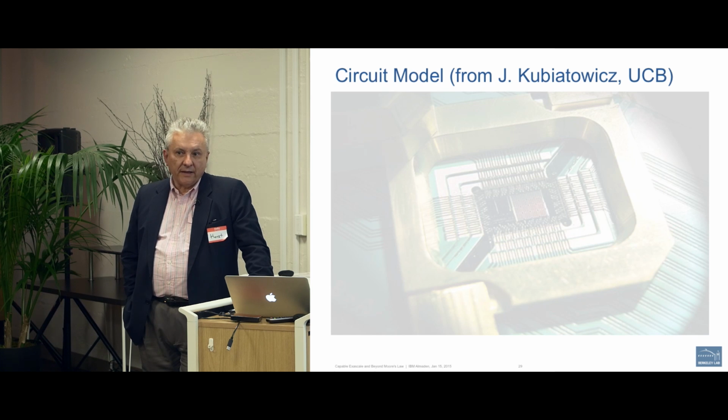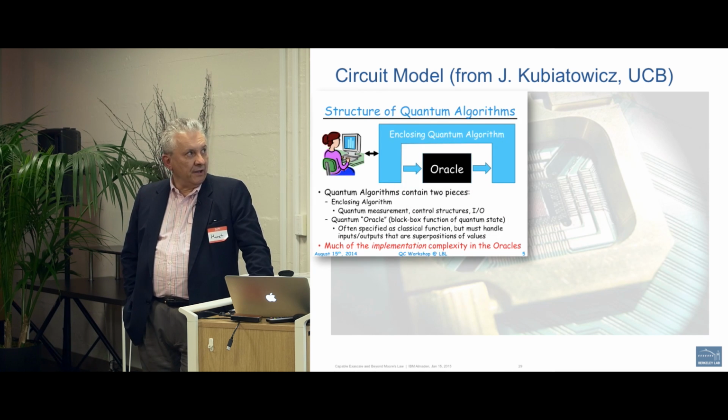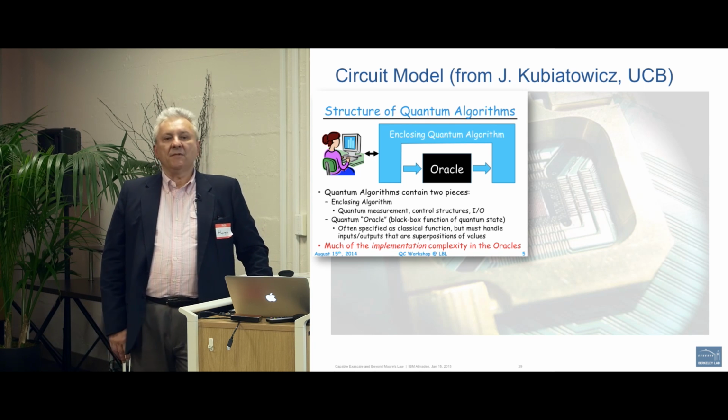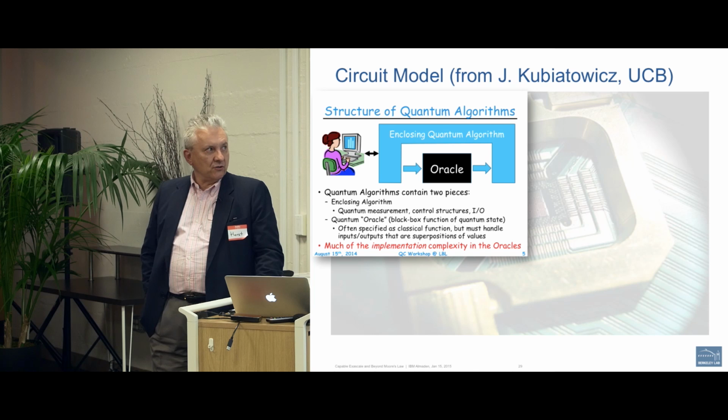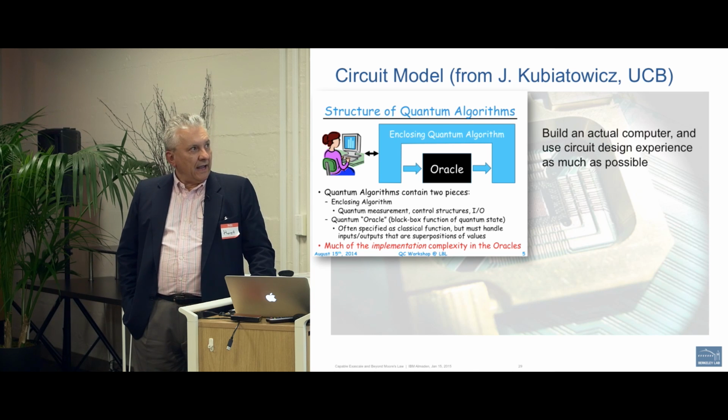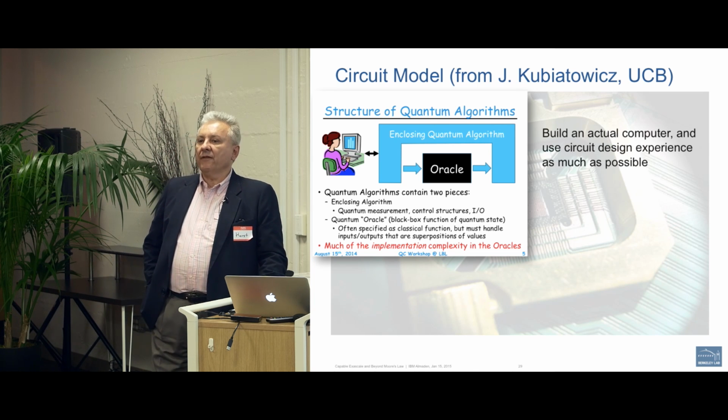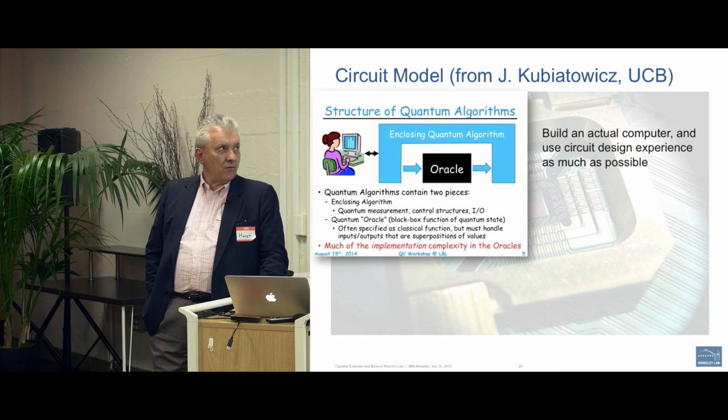So the circuit model is actually the most intuitive one to all of us who have grown up with digital computing. This is where you build quantum algorithms or quantum computers similar to digital computers. In particular, you want to use the same infrastructure that digital computers have: the same design tools, the same verification tools, the same software. That's basically leveraging what we know from the digital world to build the quantum world.